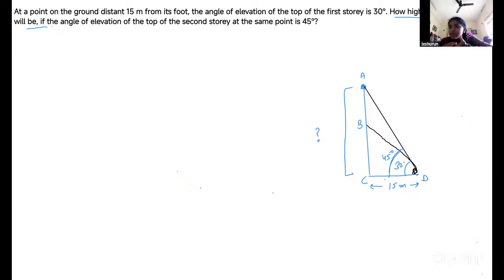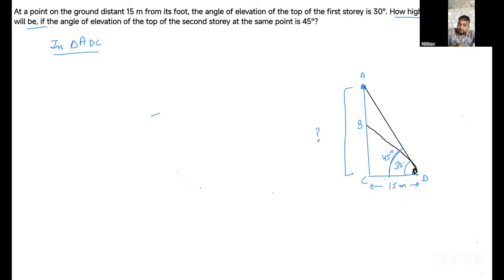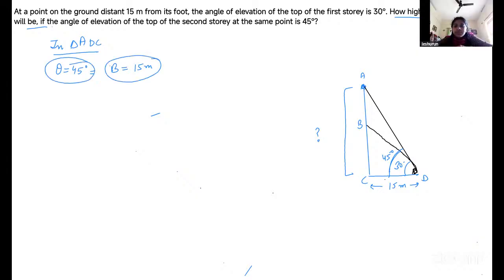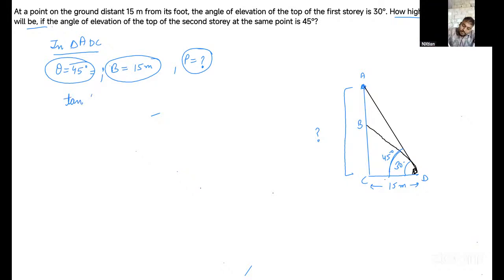Take triangle ADC. In triangle ADC, what is given in that? Theta is 45 degrees. Base is 15 meters. And the perpendicular we don't know. Okay, so what trigonometric function will you use? Tan. So tan 45 is equal to perpendicular upon base. I guess you have to find not this thing, you have to find this thing.